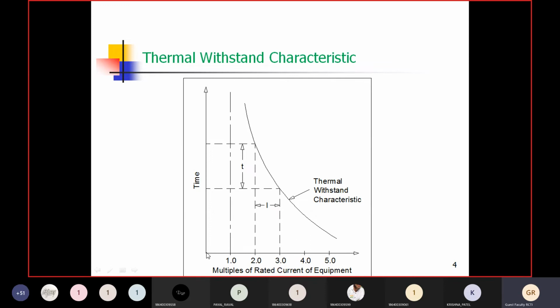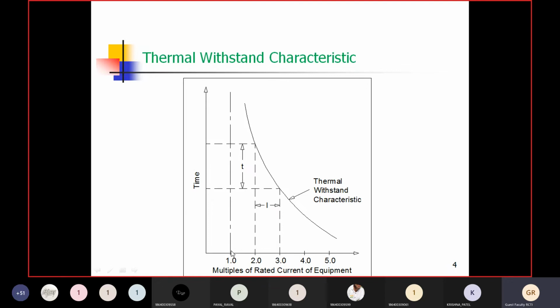And on this side, if I travel from one towards the origin, it is called undercurrent. Are you getting me? If I go towards the left side, it is called undercurrent.